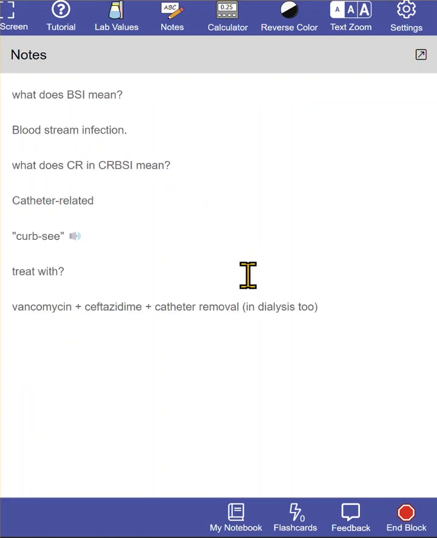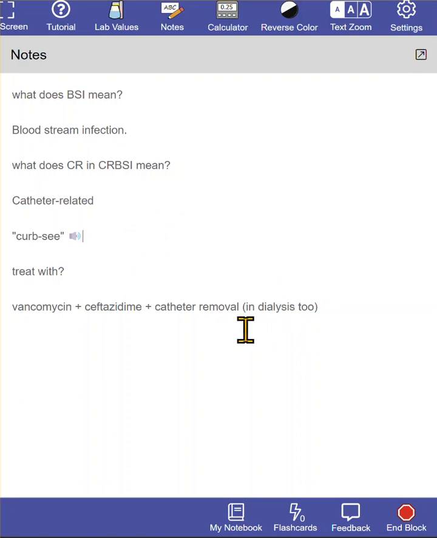So what does BSI mean? BSI as an acronym signifies bloodstream infection. And what does CR-BSI mean? Catheter-related bloodstream infection.